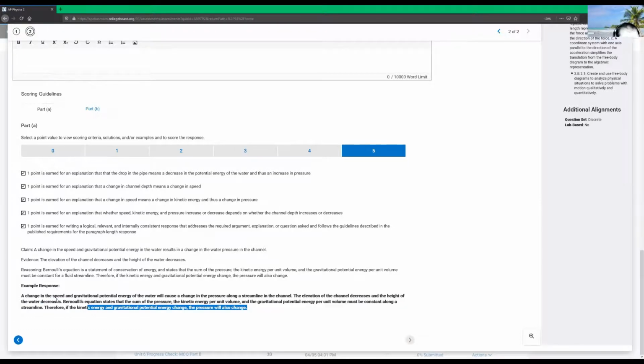And so here they could say a change in the speed and gravitational potential energy of the water will cause a change in the pressure along a streamline in the channel. The elevation of the channel decreases and the height of the water decreases. Bernoulli's equation states that the sum of the pressure and the kinetic energy per unit volume, that's the dynamic pressure, and the gravitational potential energy per unit volume, that's the hydrostatic pressure, must be constant along a streamline. Therefore, if the kinetic energy and gravitational potential energy change, the pressure will also change.